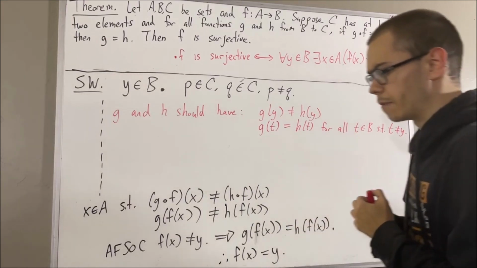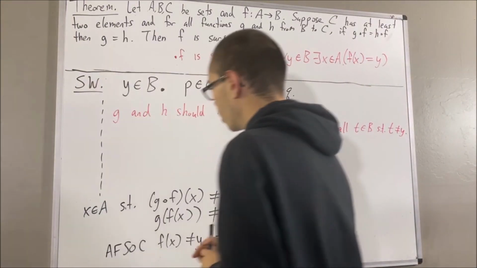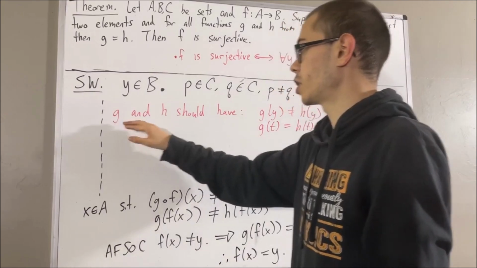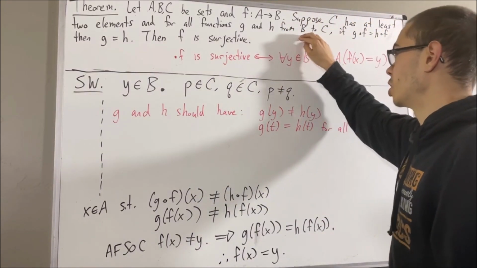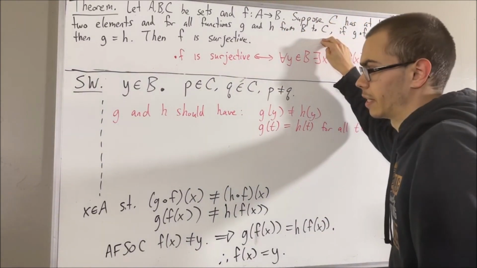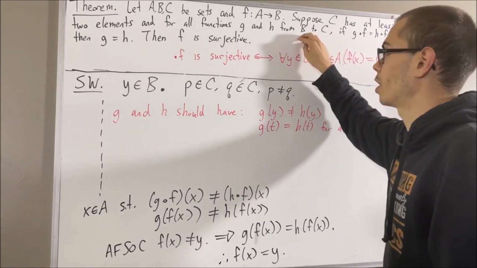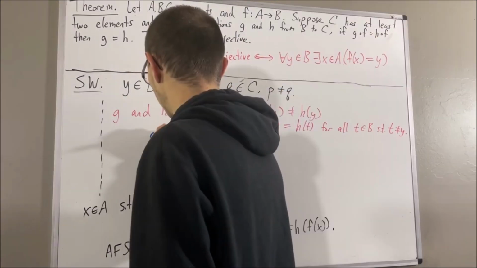So then what should we define g and h to be? Well, we can define g so that we send every element in B to the same element in C. So we'll take every element in B and send it to P.